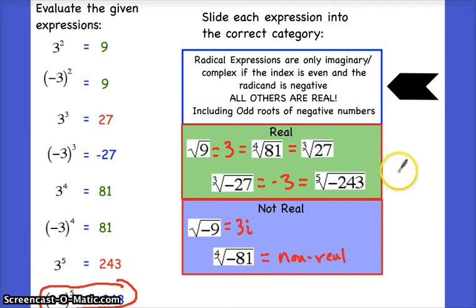Biggest things to remember is if you have an even root, you must have a positive number underneath in order to get a real answer. Odd roots will always have real answers.